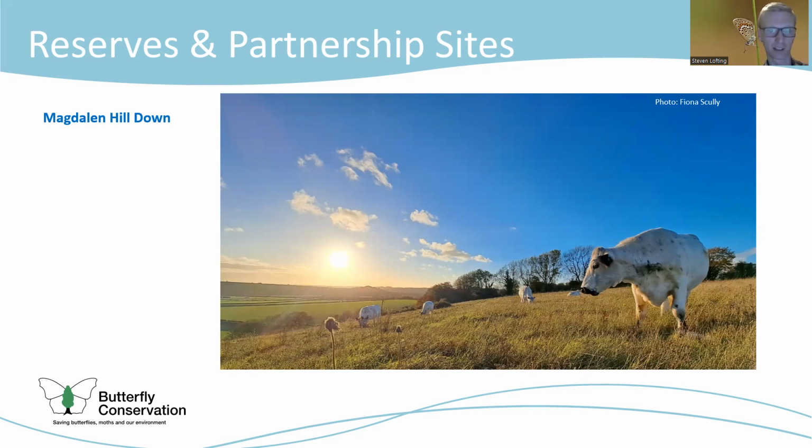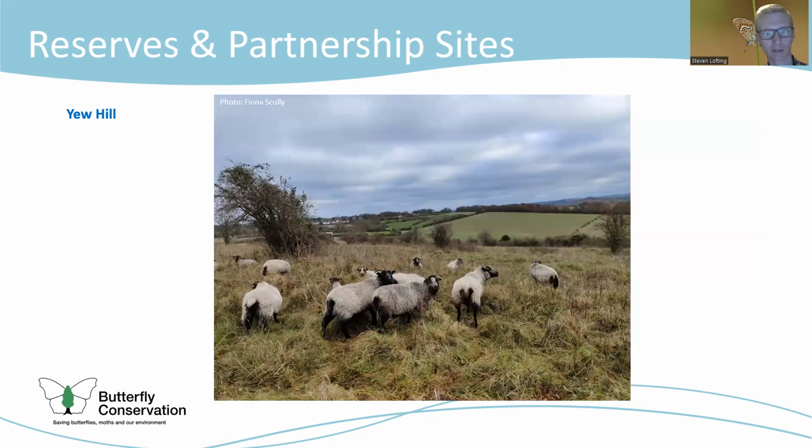So over the other side of Winchester from Magdalen Hill Down, we then have Yew Hill, which is in a more, from that photo, appears more rural. But you can just see housing at the edge of Winchester to the left of the photo. And this is an area that is at risk of development all around this space. So we use our reserves to put nature back into the landscapes and bring people closer to nature.